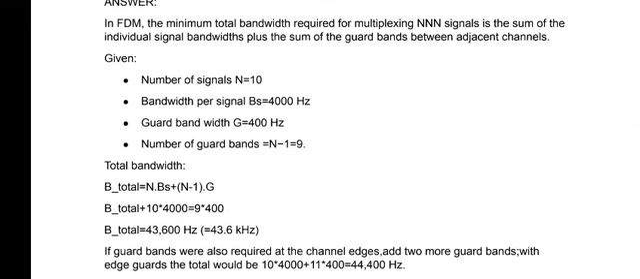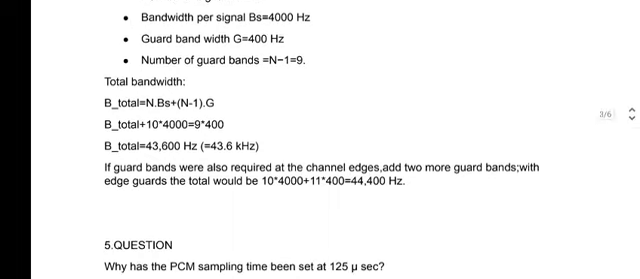Here we are given the number of signals, bandwidth per signal, guard bandwidth, and number of guard bands. If guard bands were also required at the channel edges, add 2 more guard bands with edge guard. The total would be 10 times 4000 plus 11 times 400, that is 44,400 Hz.